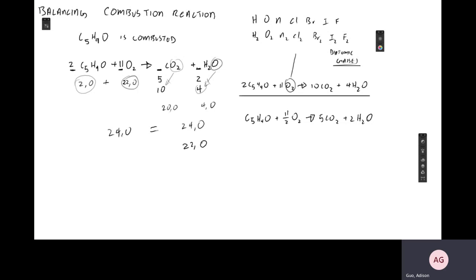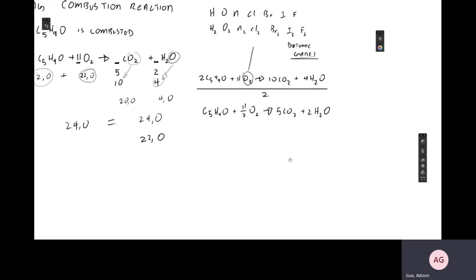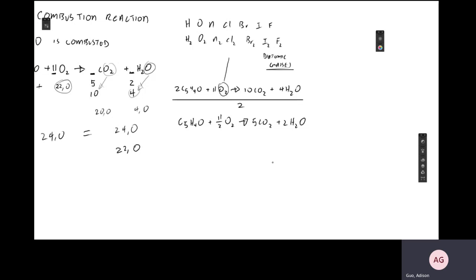Okay, so you might notice that what we did was we just simply halved each coefficient. You can think of it like we divided everything by 2. So this 2 divided by 2 became this 1, 11 over 2, 10 divided by 2, and 4 divided by 2. Now, the reason you might want to do this, simply besides that you can, these are both valid answers to the combustion reaction that are balanced.